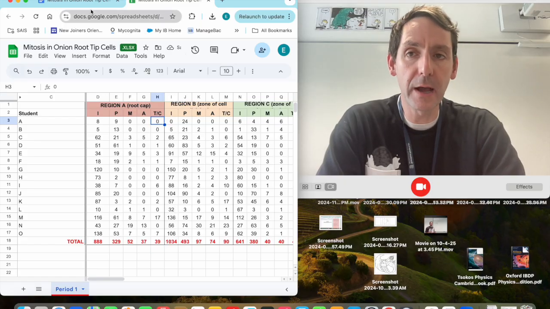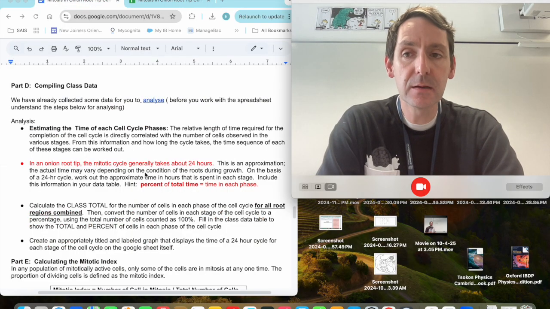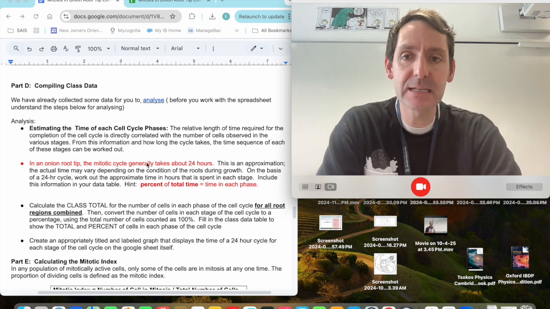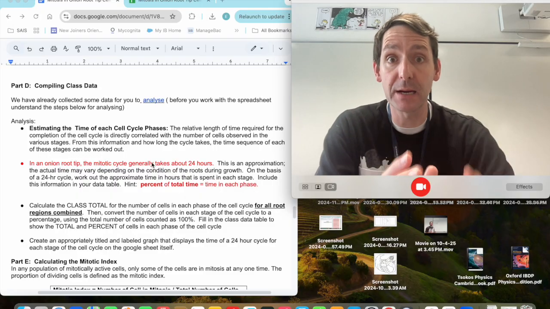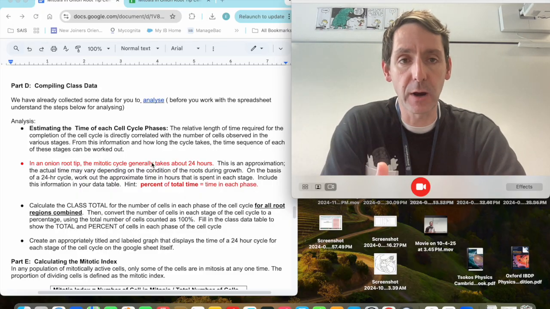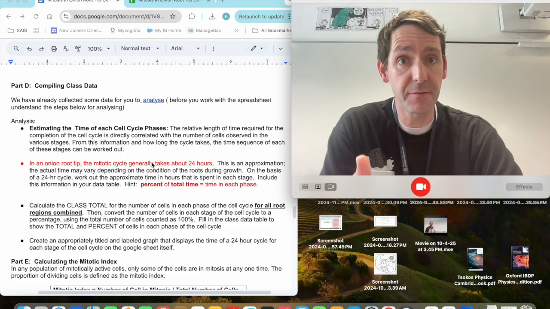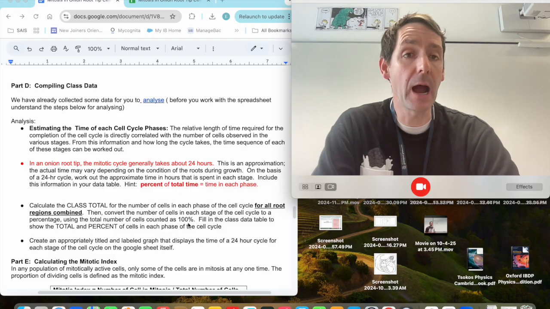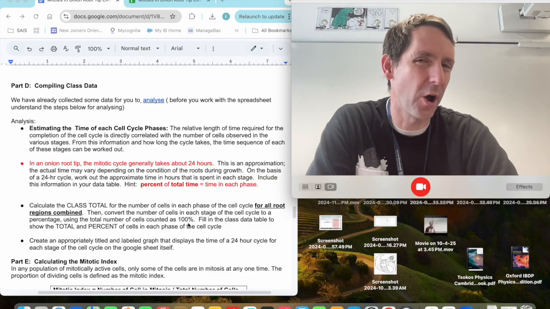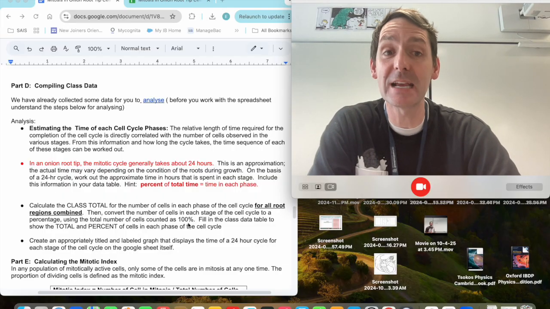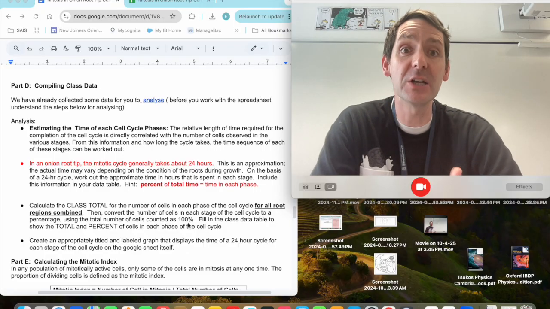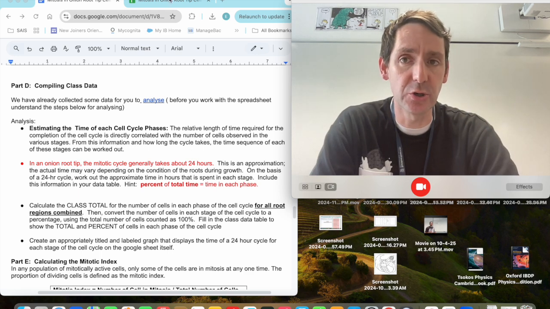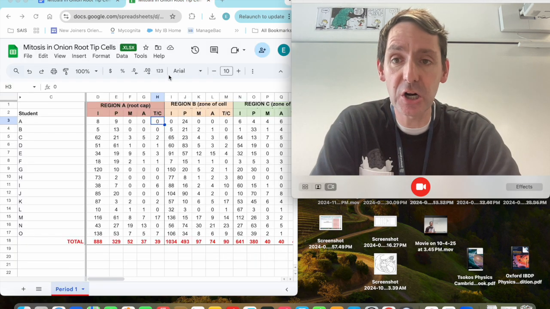All right. So now our goal as we go through the lab here, in part D, what it wants us to do is recognize that in an onion root tip, it takes about 24 hours to go through the mitotic cycle. Now, in that 24 hours, it should go through interphase, prophase, metaphase, anaphase, and telophase. So what we want to do is find out about how much time. Now, we did this in class, but we did it with drawings. That wasn't real data. So this one, actually, we're taking some real data, and we're going to find out how much time it takes.